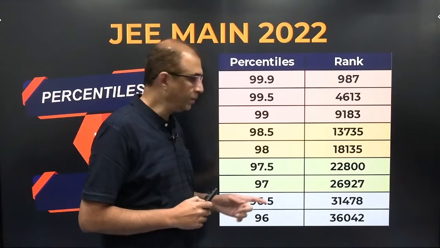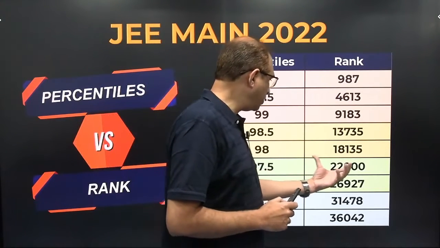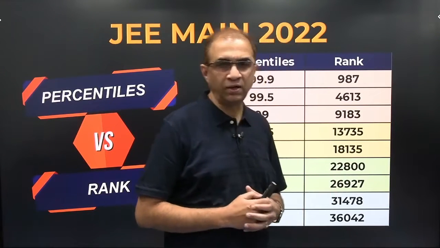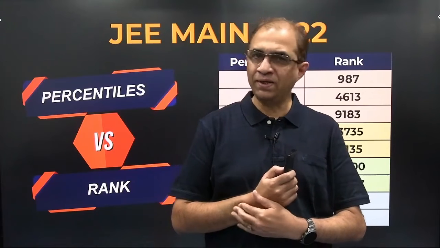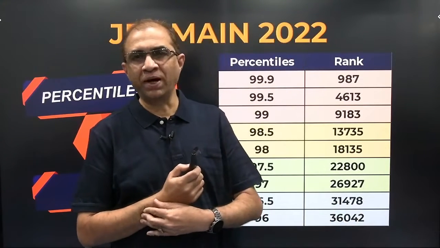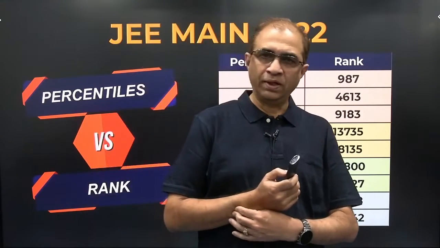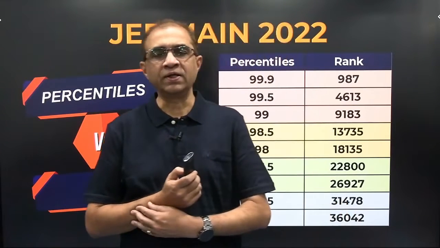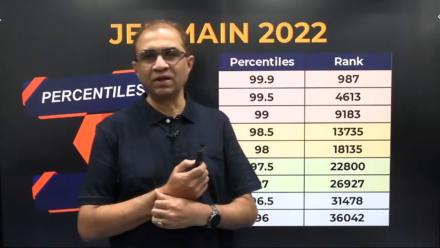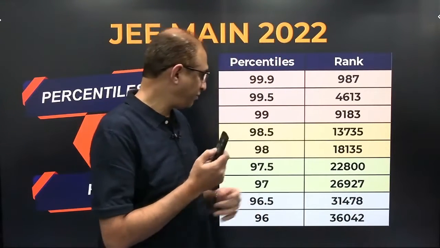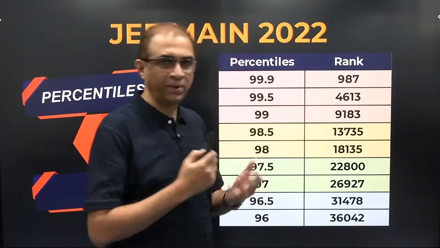97.5 percentile corresponds to 22,800. In the open category, some NITs, if you are not branch specific, definitely some centrally funded technical institutions, or as they call them, GFTIs, government funded technical institutions, are possible, and triple ITs, of course.